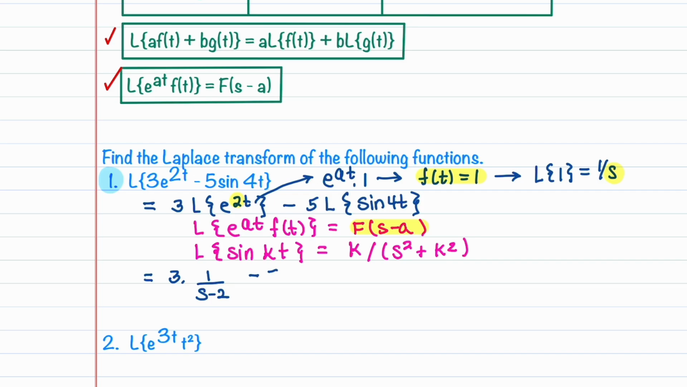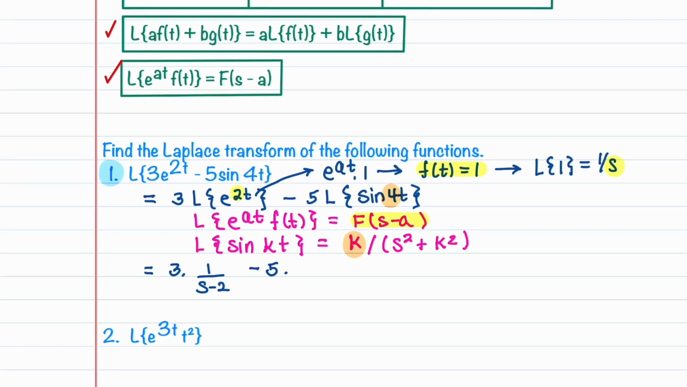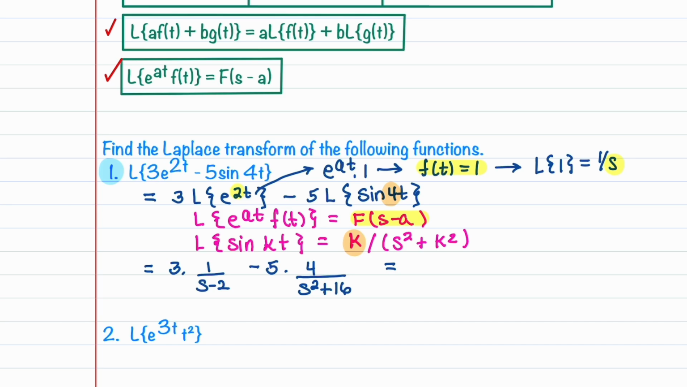And then we have a minus 5. Now we have k over s squared plus k squared. K is equal to 4. So we have a 4 in the numerator, and then the denominator is s squared plus 4 squared, so that's plus 16. This gives us a final answer of 3, all divided by s minus 2, minus 20, all divided by s squared plus 16. And there's our final answer.